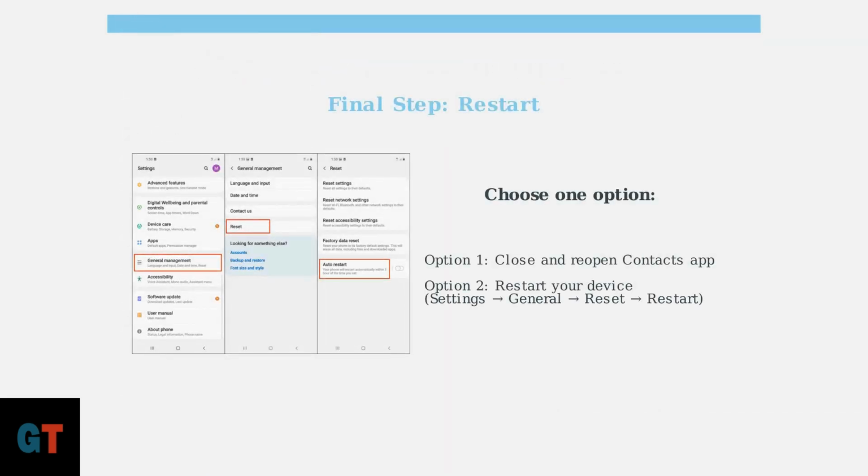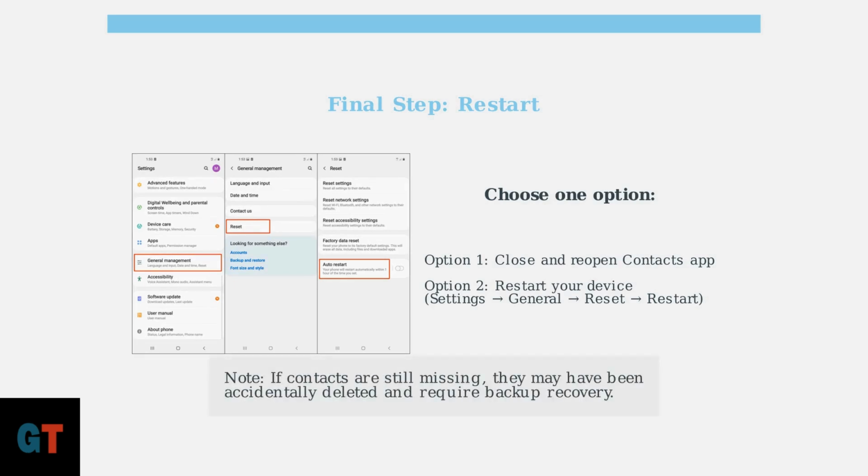After making these changes, restart your Contacts app or your entire device to ensure all updates take effect properly. If your contacts are still missing after trying these methods, they may have been accidentally deleted and will require a different recovery process using backups or cloud services.